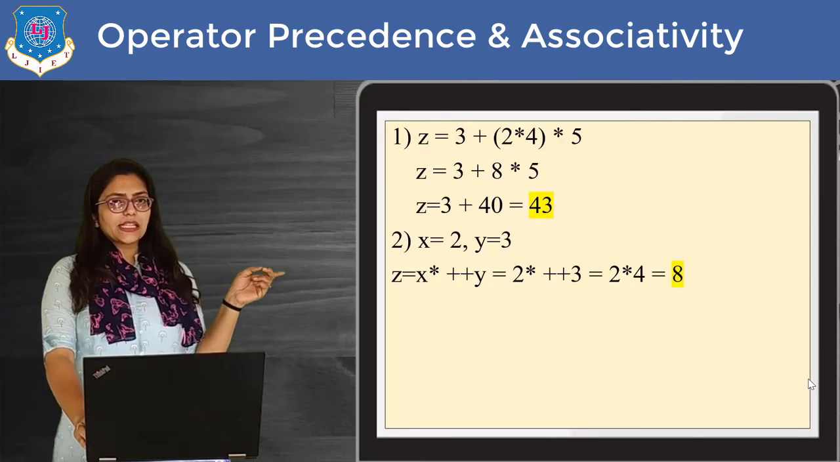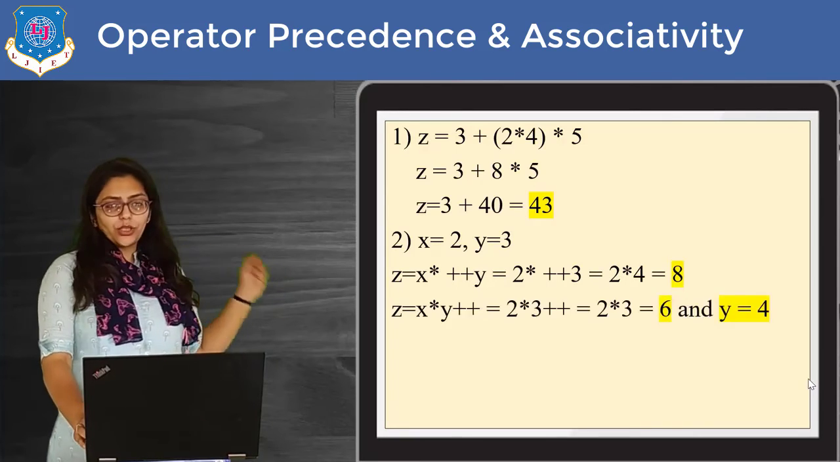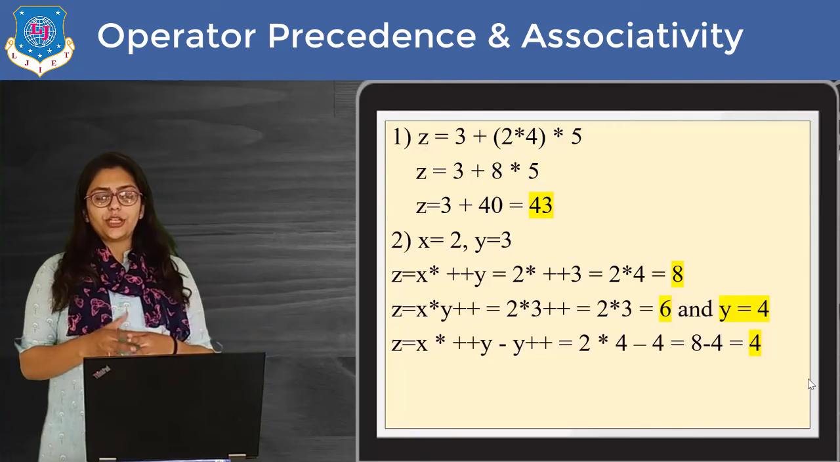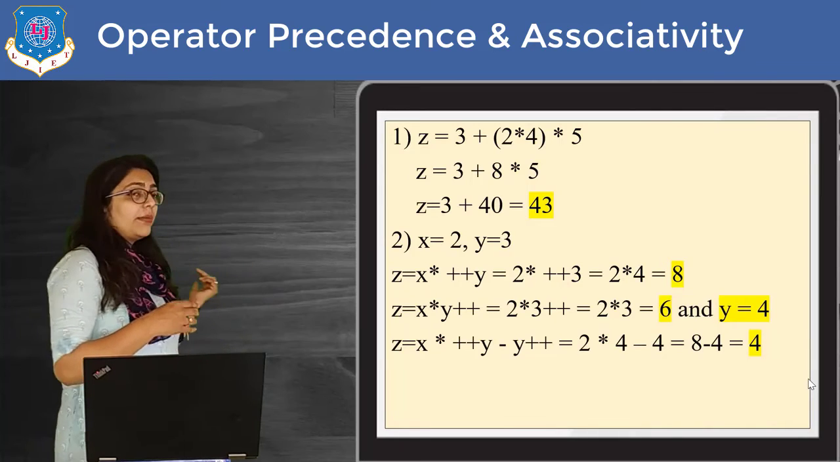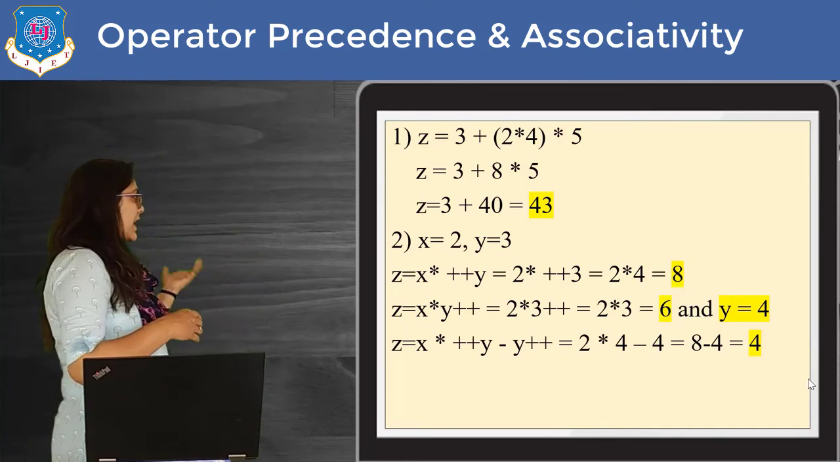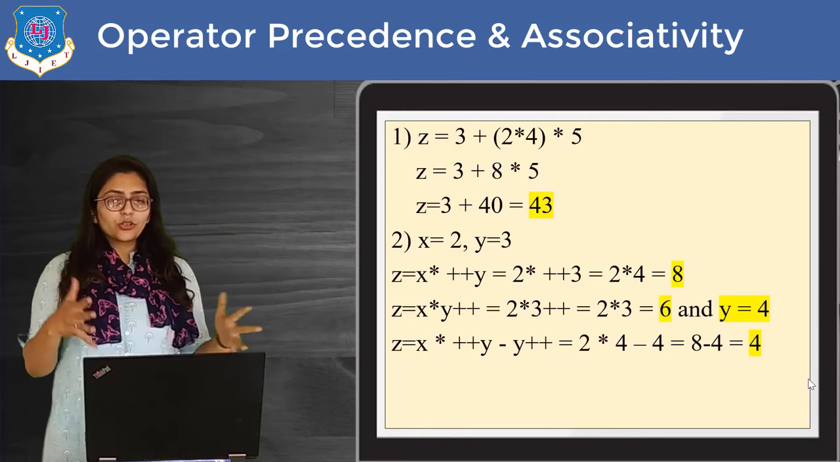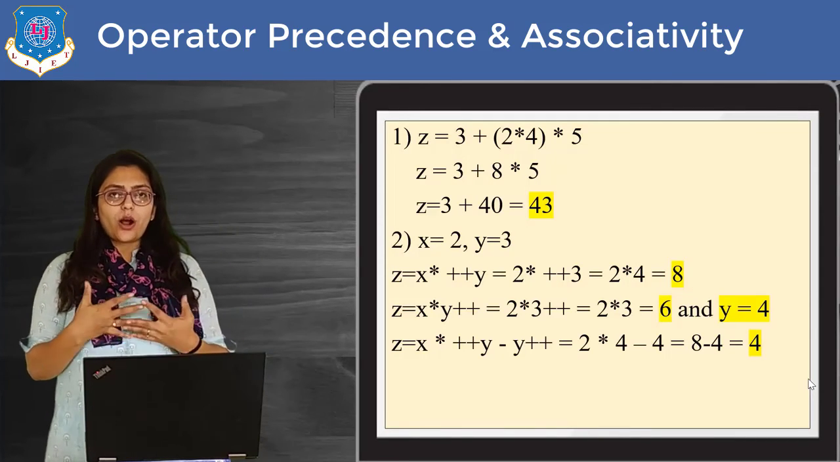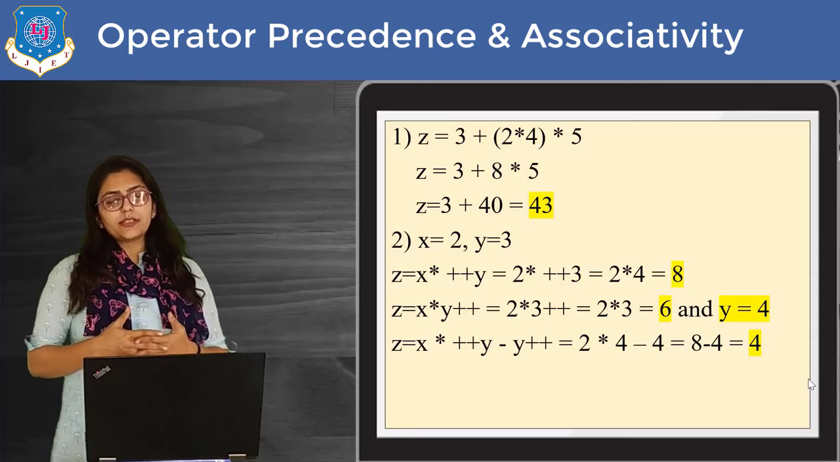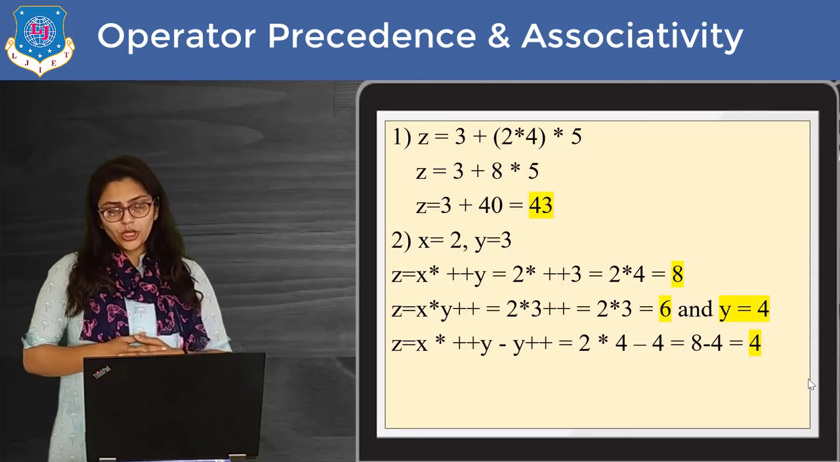Similarly, if I have x equal to 2 and y equal to 3, and I go with the associativity and precedence of the increment operators, this is the answer I get for these three expressions. So these are some examples to understand operator precedence and associativity.